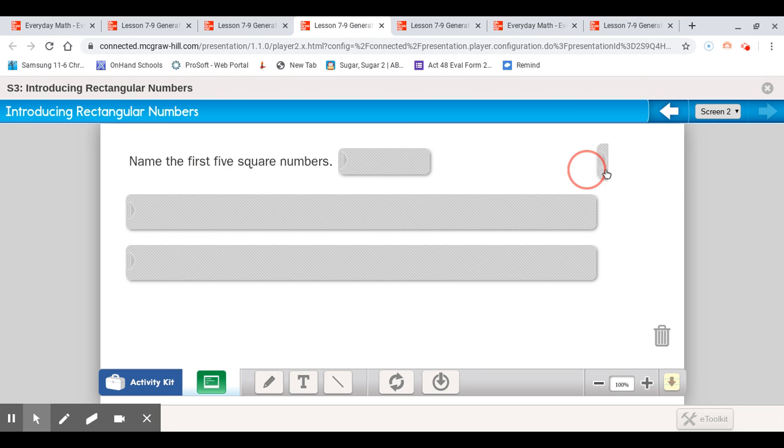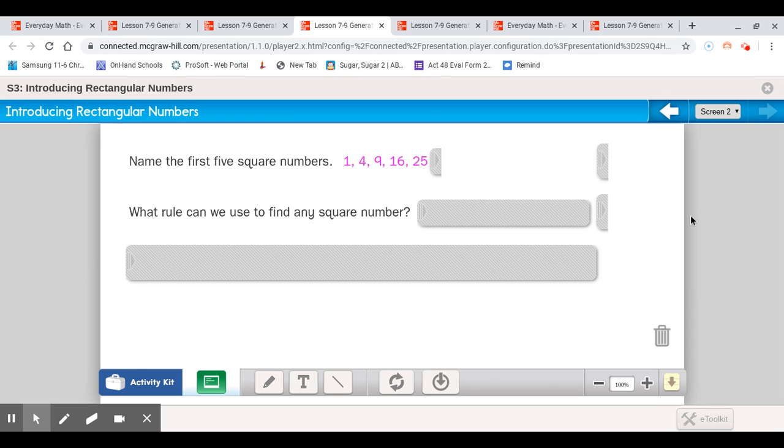Introducing rectangular numbers. Name the first 5 square numbers, and you did some of those on the worksheet. 1, 4, 9, 16, and 25. We can draw arrays of all of those numbers with the same numbers of rows and columns. What rule can we use to find any square number? Multiply a number by itself. 1 times 1, 2 times 2, 3 times 3, 4 times 4, 5 times 5.